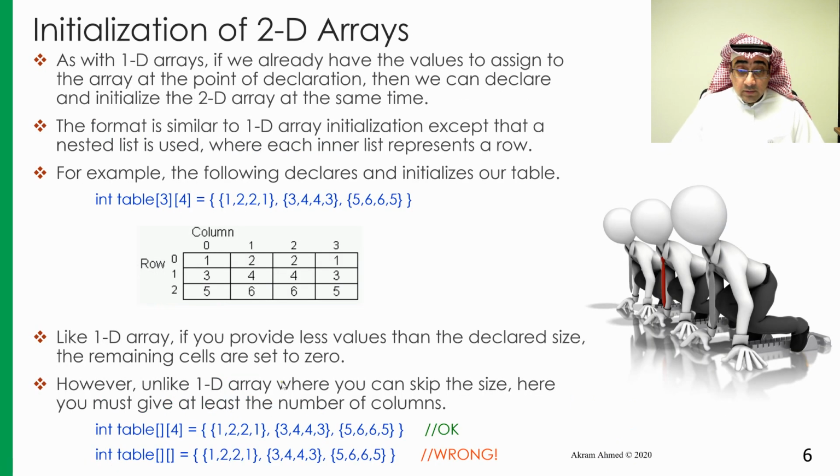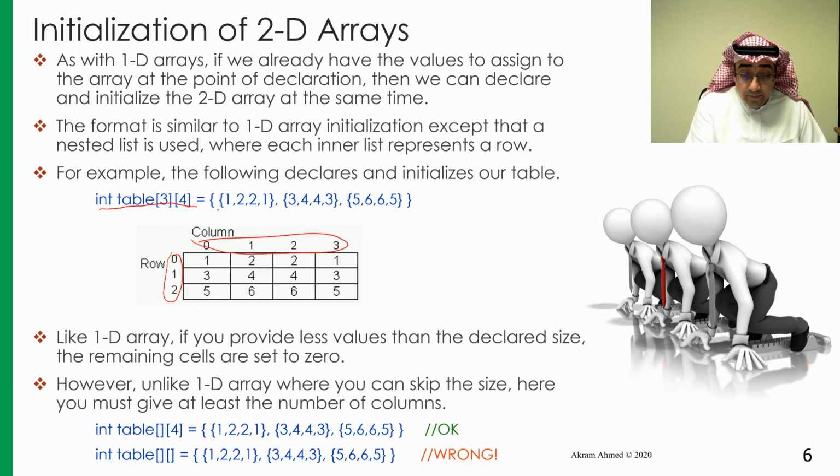Okay, going on. Initialization of a 2D array. As with a 1D array, if we already have the values to assign to the array at the point of declaration, we can declare and initialize the 2D array at the same time. How do we do that? This is an example. We say table[3][4]. So we have a table that has 3 rows and 4 columns, just as you can see in the example.